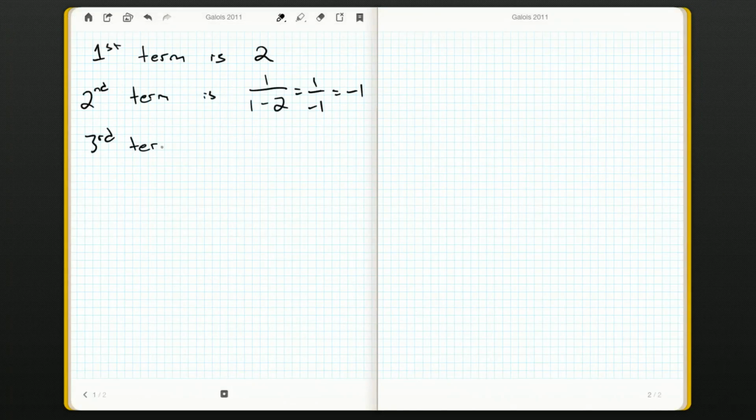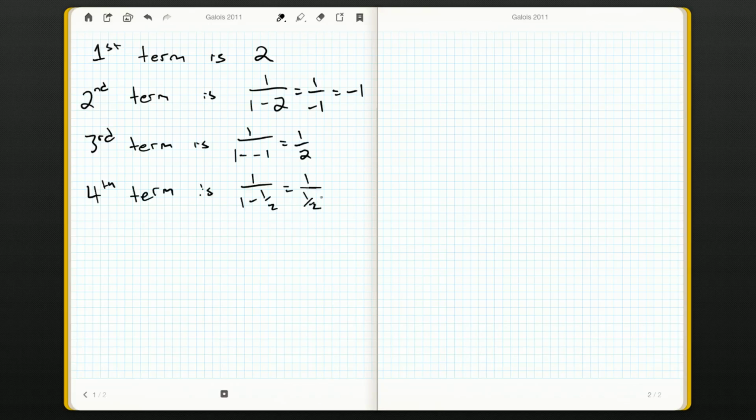That would answer part A, but we're just going to keep going. To get the third term, we do 1 over 1 minus the previous term, which is negative 1. And that becomes 1/2. How about that 4th term? 1 over 1 minus 1/2. Well, what's 1 minus 1/2? It's just 1/2, and 1 over a number is just the reciprocal of that number. So we're back to 2.